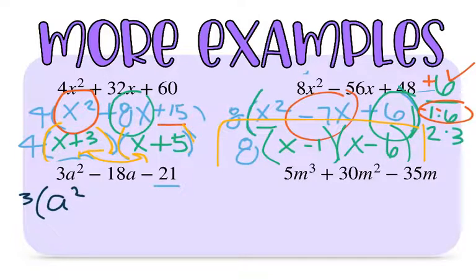18 divided by 3 is 6, so that would be negative 6a. And negative 21 divided by 3 is negative 7. So now I just have a leading coefficient of 1 here. There's no number in front of that a squared, so we can just factor like normal.